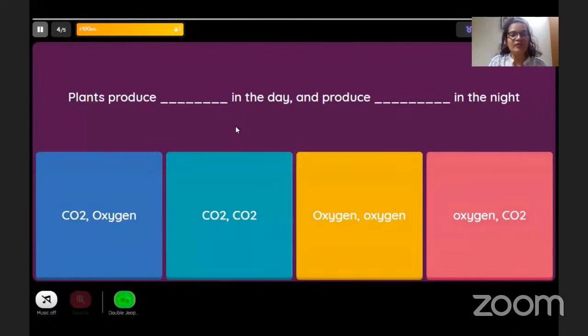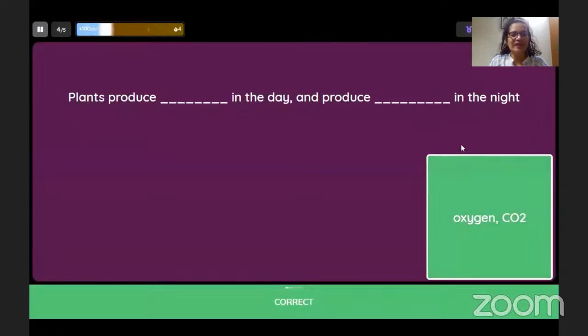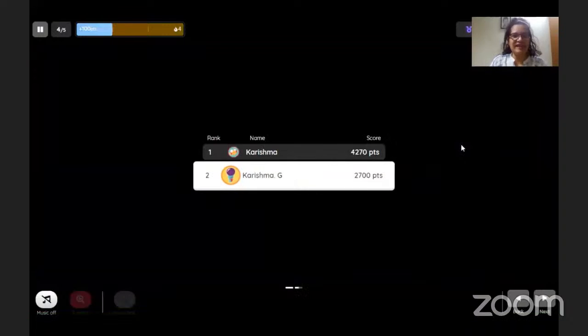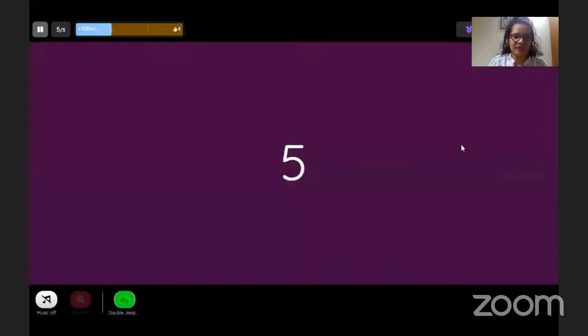Okay, plants produce dash in the day and produce dash in the night. So this is again easy. I had explained it. So if you remember it, plants absorb carbon dioxide and produce oxygen in the day, whereas they produce carbon dioxide at night. Carbon dioxide is also known as CO2. So they produce oxygen in the day and CO2 in the night. Yes, this was also easy. I had explained it to you all.